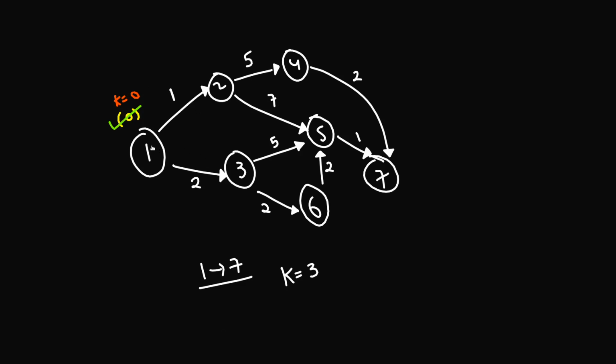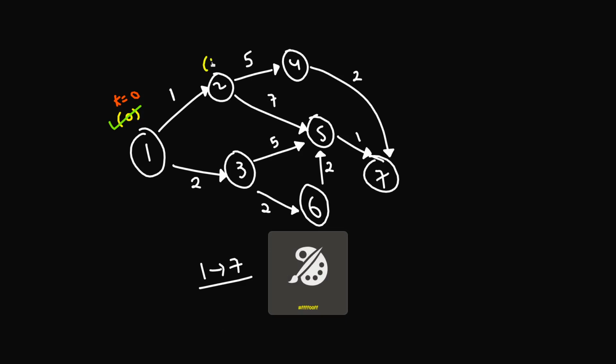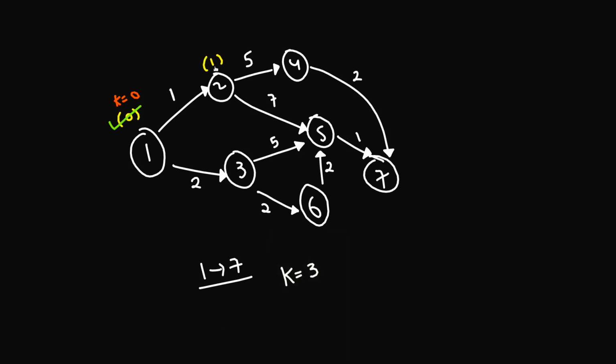Okay, so since I can start from this city with a cost of 0, and if I add this cost of 0 to this cost of 1, I reach this particular city with a cost of 1, because that's 0 plus 1. And since here I had k equals 0, here I'll be having k equals 1.